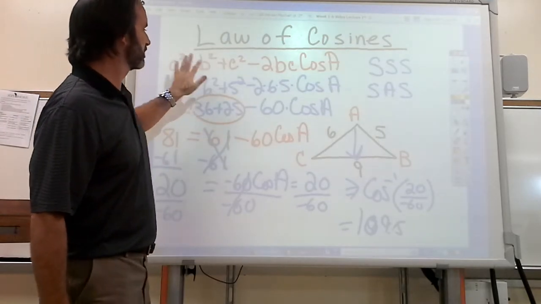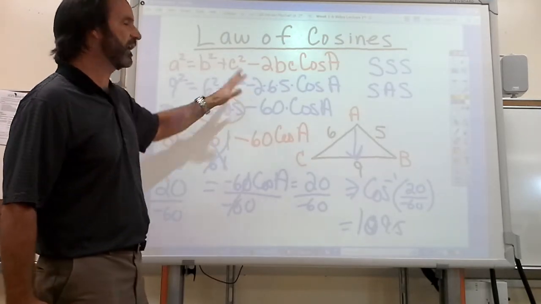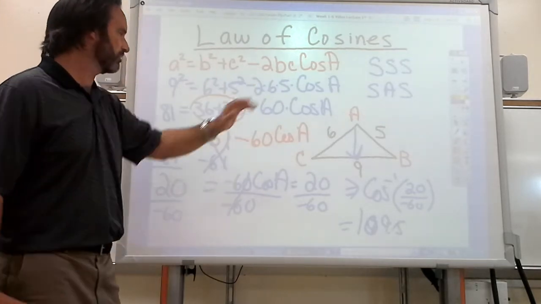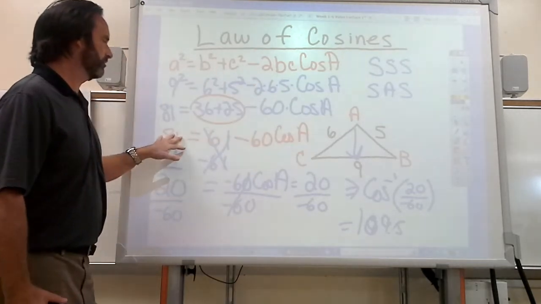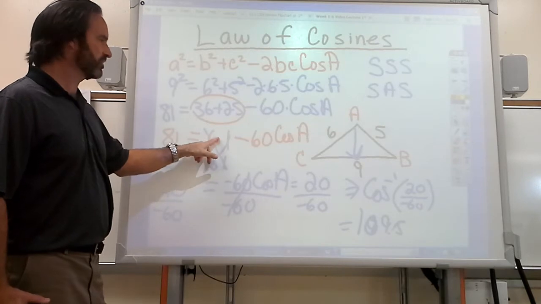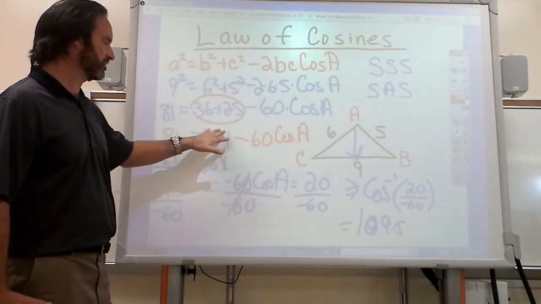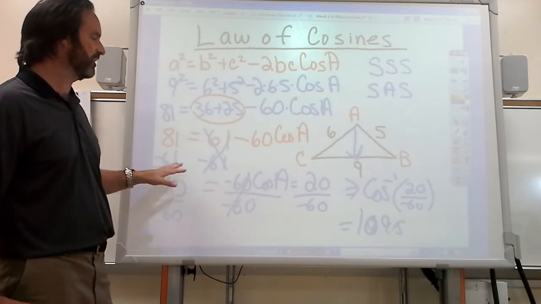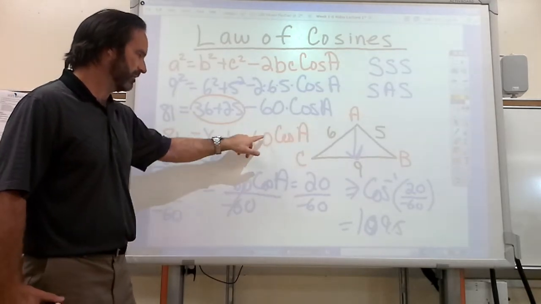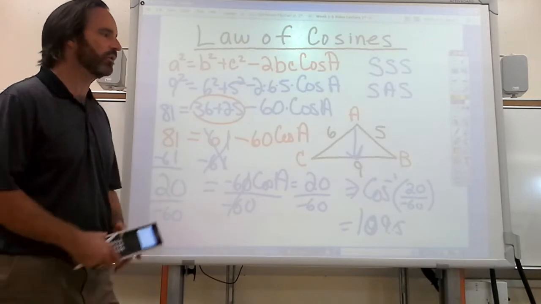Plug in your side, side, side. So 9, 6, 5, we did all this, you simplify everything. Then you subtract that first number, the b squared plus c squared. You add them together, you simplify it, you subtract that from both sides, and then you divide by what's next to the cosine. Okay? Let's do one more.